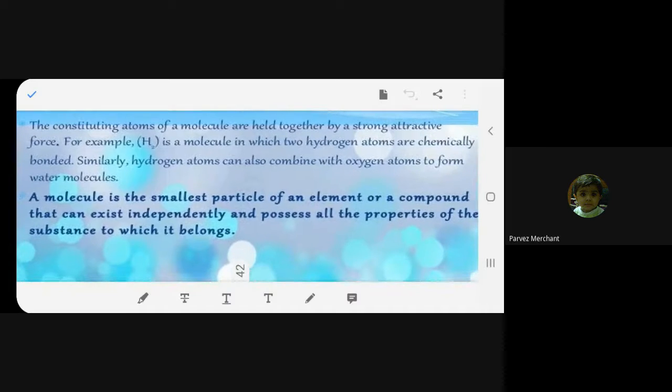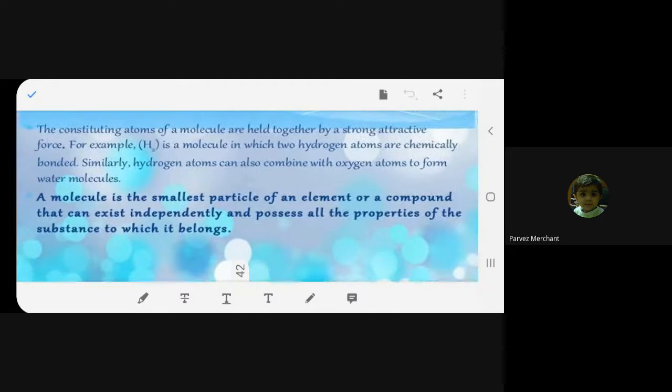The constituting atoms of a molecule are held together by a strong attractive force. For example, H2 is a molecule in which two hydrogen atoms are chemically bonded. Similarly, hydrogen atoms can also combine with oxygen atoms to form water molecules. A molecule is the smallest particle of an element or a compound that exists independently and possesses all the properties of the substance to which it belongs.